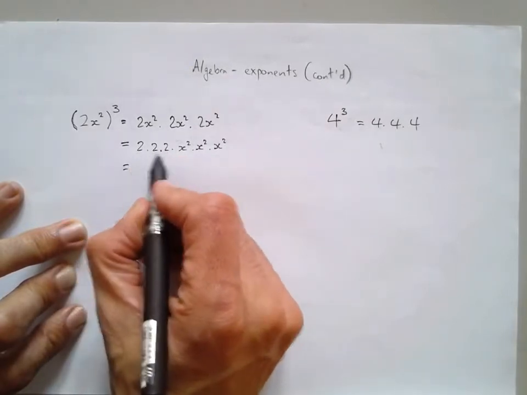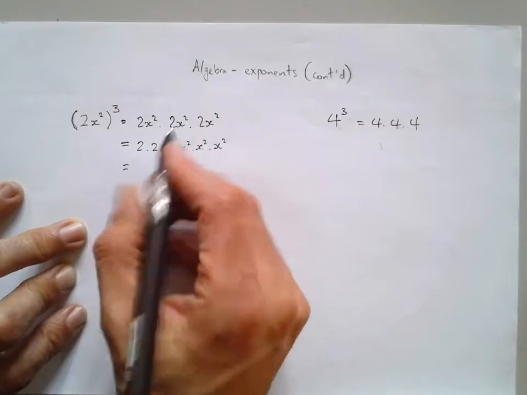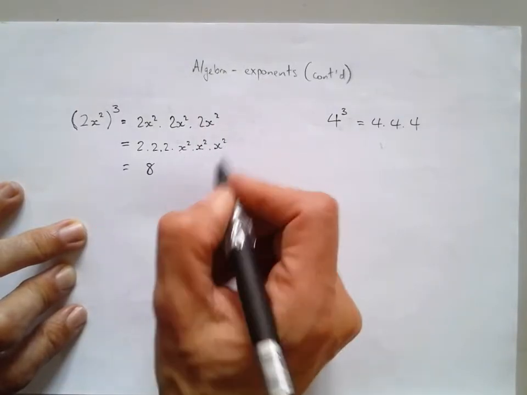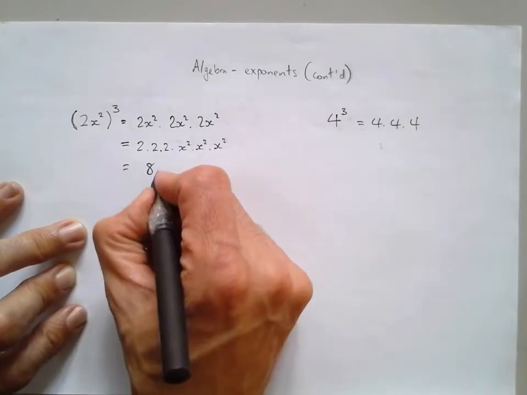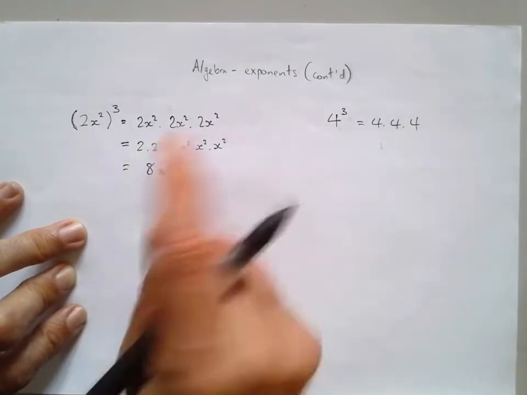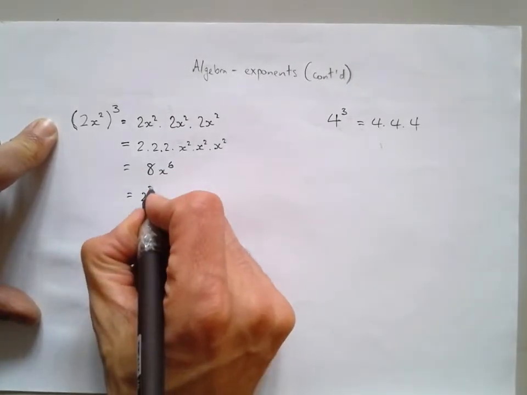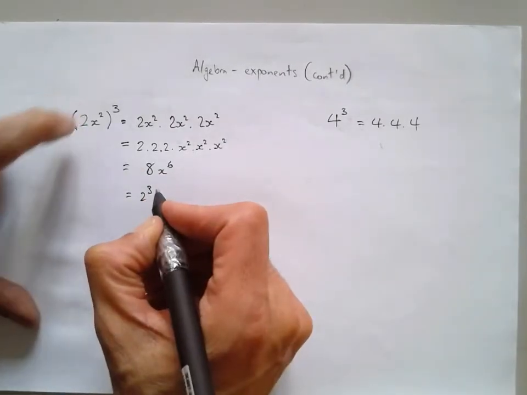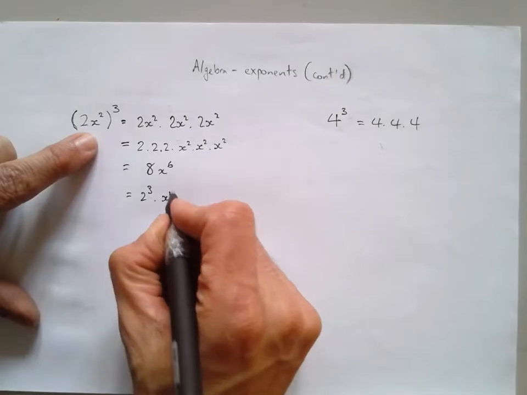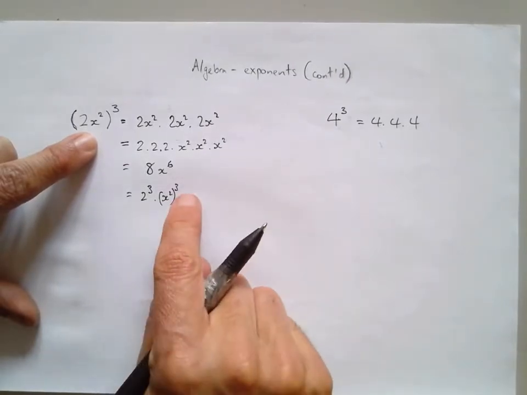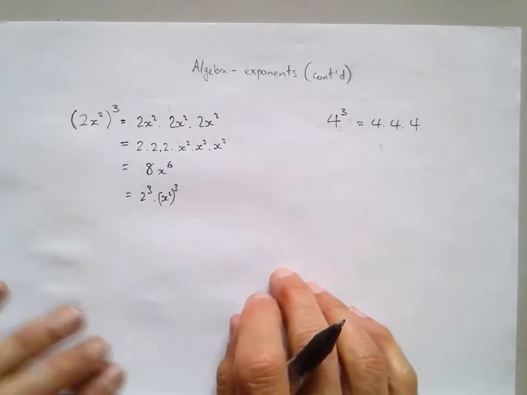2 times 2 times 2, 2 times 2 is 4 times 2 is 8. x squared times x squared times x squared, if you've looked at the earlier video, that'll be x to the 6. And what you'll notice is, this is 2 cubed times x squared cubed. x squared cubed is x to the 6.